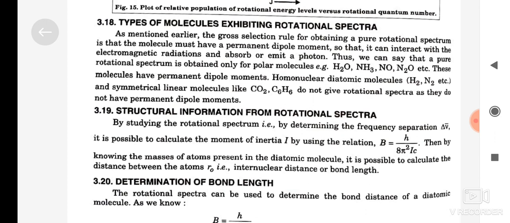Type of molecules exhibiting rotational spectra. As mentioned earlier, the Gross selection rule for obtaining a pure rotational spectrum is that a molecule must have a permanent dipole moment so that it can interact with the electromagnetic radiation and absorb or emit a photon. Thus, we can say that a pure rotational spectrum is obtained only for a polar molecule, for example water, ammonia, NO, etc. These molecules have a permanent dipole moment. Homonuclear diatomic molecules and symmetrical linear molecules do not give rotational spectra as they do not have a permanent dipole moment.